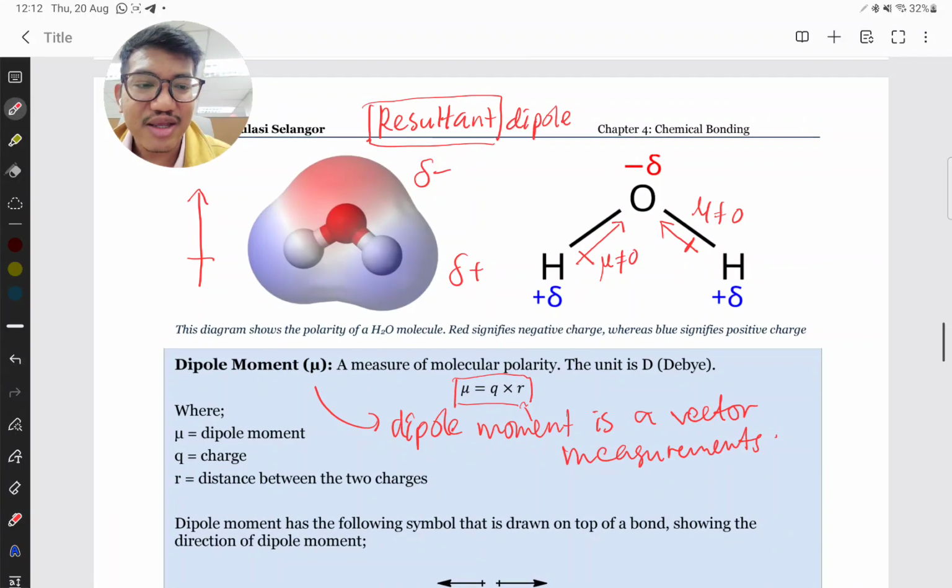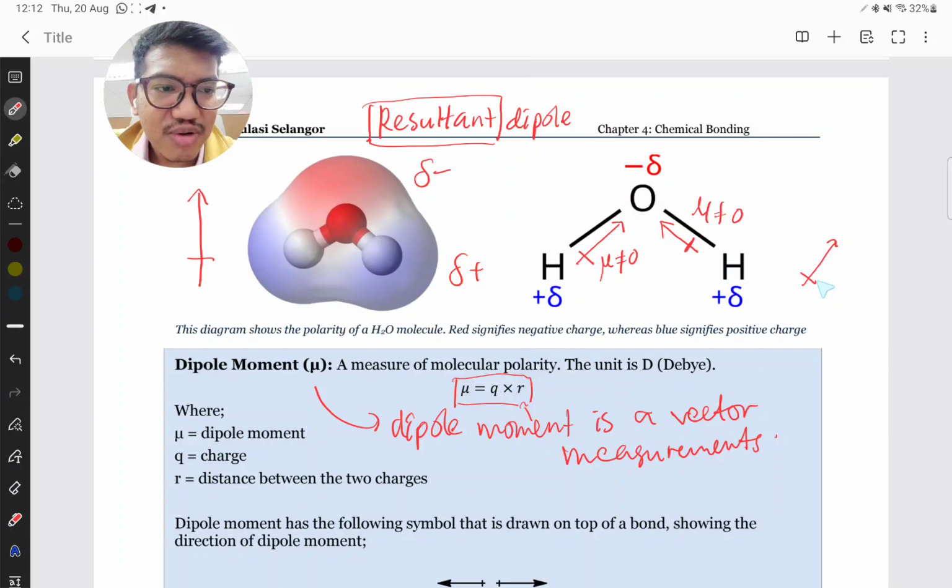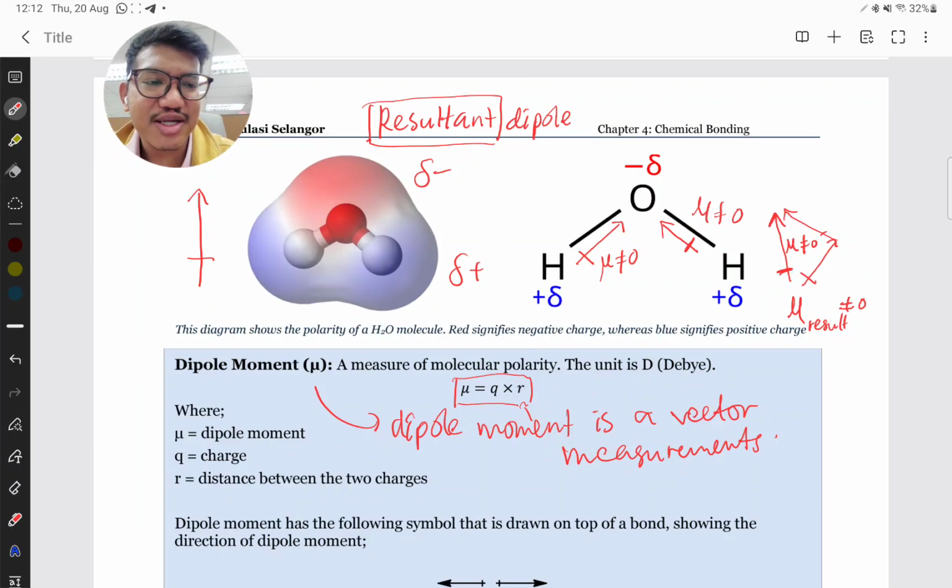Okay, so if we look at another example where the resultant dipole is different. If we draw a vector diagram, we have an arrow like that, and this one we have an arrow like that. So the resultant is like that. This is the resultant. Mu is equal to 0. So mu resultant is not equal to 0 because it has a direction like that.